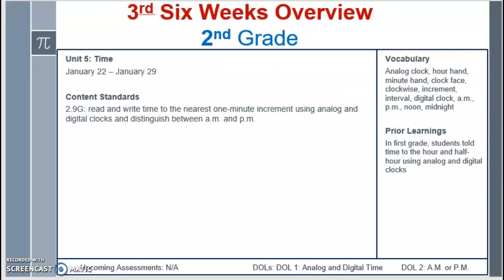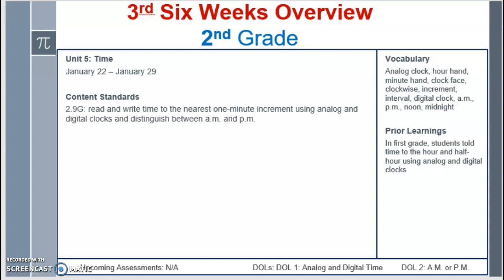Unit 5 will be time, towards the very end, and we're going to be starting the beginning of that with second grade. And so for us, the standard would be 2.9G, reading and writing time to the nearest 1 minute increment using analog and digital clocks, and then distinguishing between AM and PM. And so vocabulary would be analog clock, hour hand, minute hand, clock face, clockwise, increment, interval, digital clock, AM, PM, noon, and midnight.